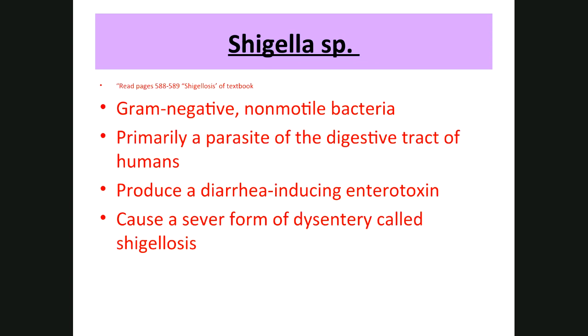So we're again looking at the members of the Enterobacteriaceae family. We looked at the coliforms, and now we're looking at the true pathogenic members, Salmonella and Shigella. Shigella species, all of them are pathogenic. They're gram-negative, non-motile. So this is the difference between Salmonella and Shigella.